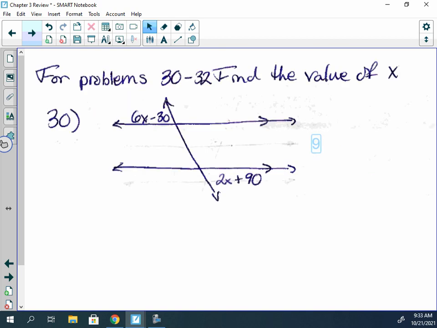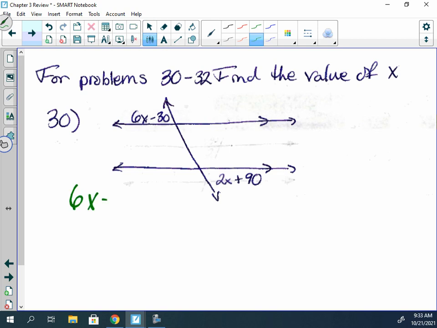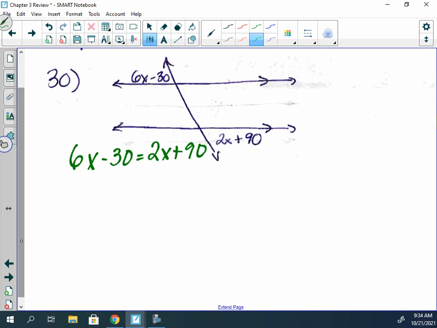Do we want to look at 31 or 30? 30. So looking at this one here, are these consecutive, or not consecutive, corresponding angles, alternate interior or alternate exterior angles? Alternate exterior, yes. Alternate exterior angles are outside, but they would be congruent since we do have 2 parallel lines. So they're going to be equal to each other. So we can say 6x minus 30 is equal to 2x plus 90.